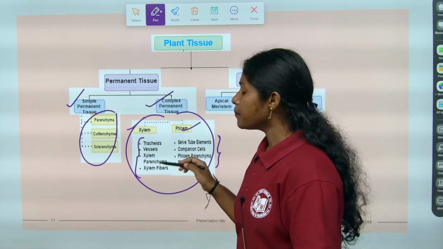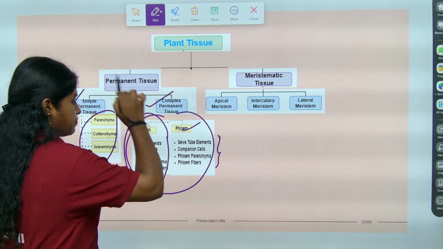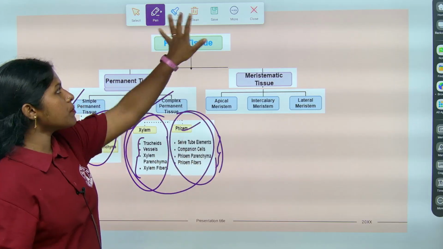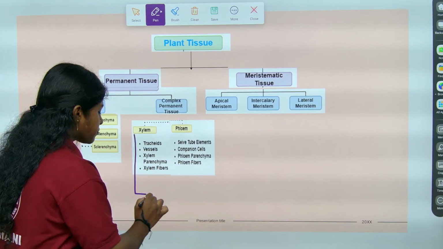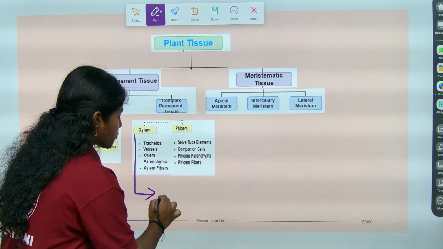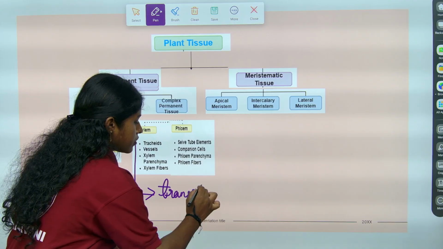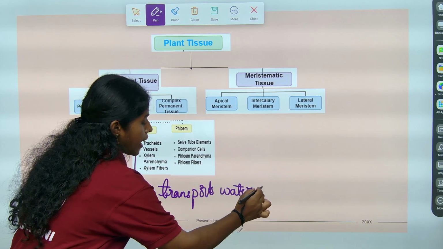So here the xylem is classified into 4 types. First we will look into this xylem, right children? Then we will study about the phloem. So what is the basic function of this xylem and phloem, right? Here, see, xylem transports water and also inorganic solutes and minerals.